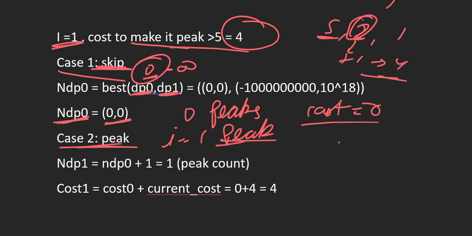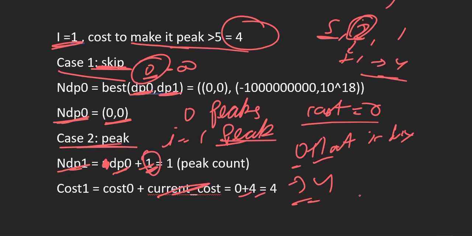So what is giving us the I equal to 0 case? Our new DP1 will come from DP0, because DP0 is saying that at index number 0 we have DP0 peaks, but index number 0 is not a peak. So DP0 plus the peak is increased by 1, so 0 plus 1, right? And the new cost will be the previous cost plus the current cost. The previous cost is 0 and the current cost is 4. So this is our answer for I equal to 1.